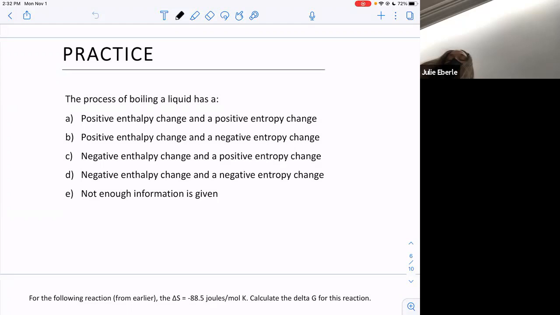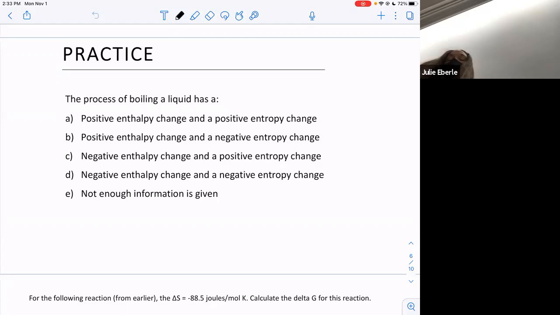You have to consider whether you are breaking bonds or forming bonds. Remember, we said breaking bonds requires an investment of energy, and forming bonds releases energy. So here, I have water molecules.